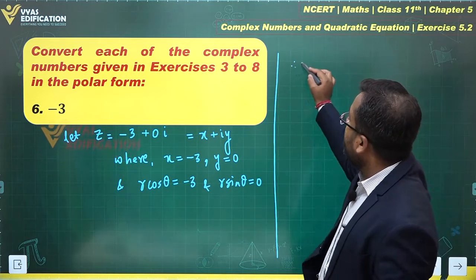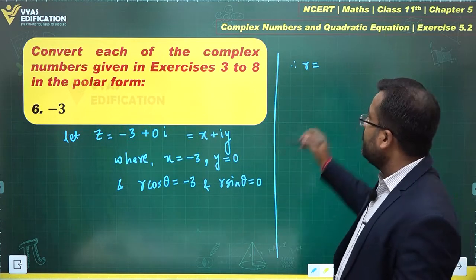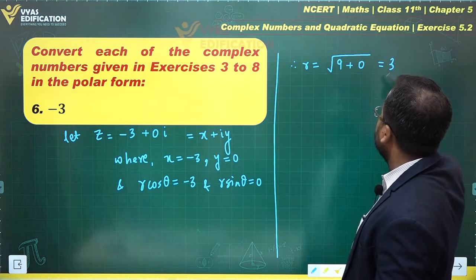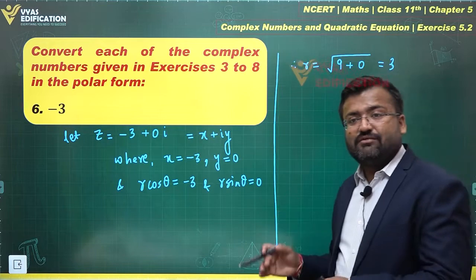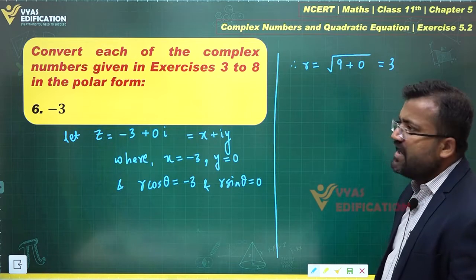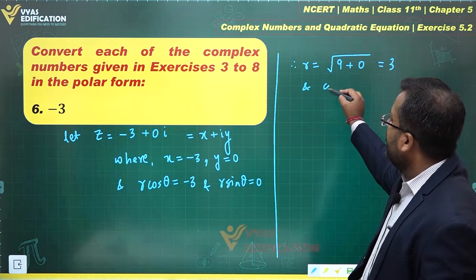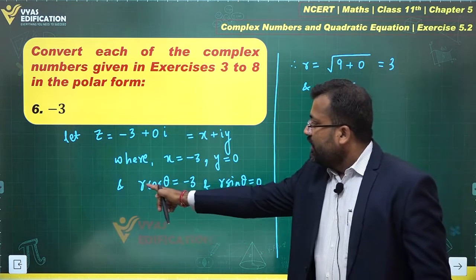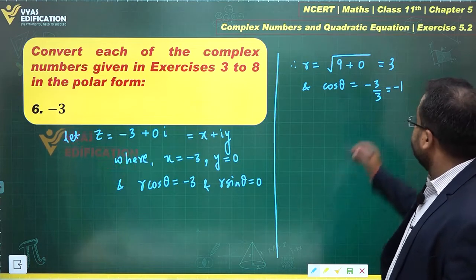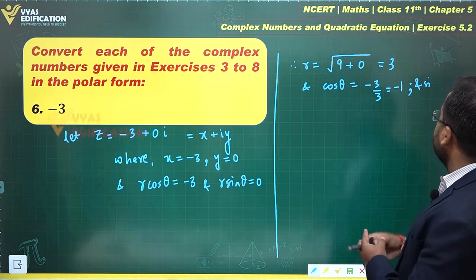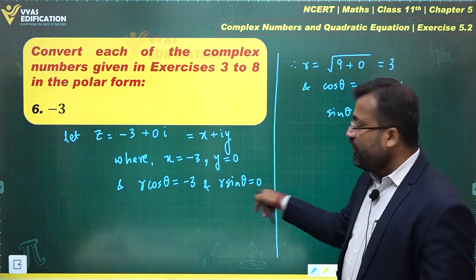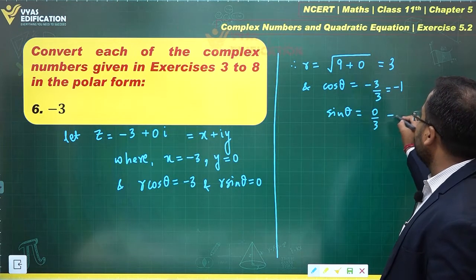Okay. So therefore r will be equal to under root of x square plus y square, under root of 9, which will be simply 3. Why not -3? R, as per notation, we consider the positive value only, so r is plus of this. Okay, that gives us the value of r, and cos theta becomes equal to -3 over r, which is -1. Sin theta becomes equal to 0 over r, which is 0 over 3, which is simply 0.